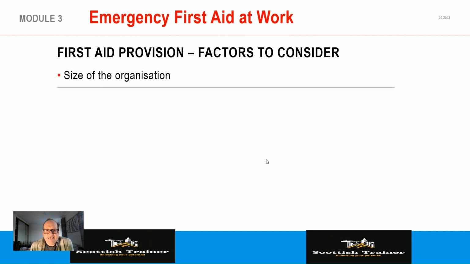The factors to consider when looking at these risks start with the size of the organisation. Like I say, if you're working in a group of 5, there's a lot less risk than if there's 200 people. So you need a lot fewer first aiders.